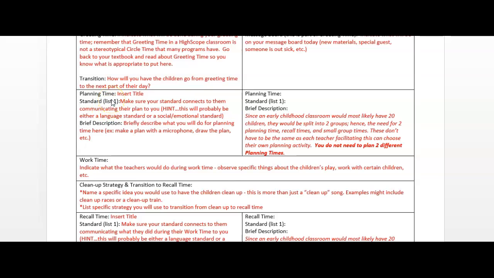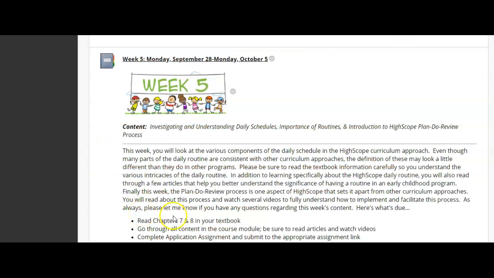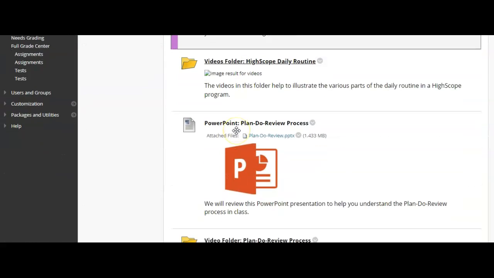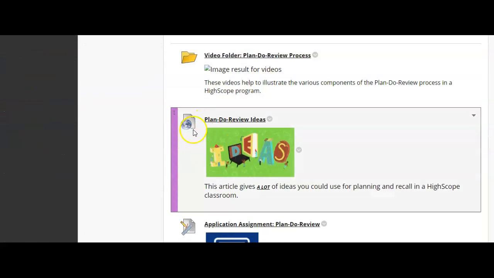For the description of the planning time activity, be brief, but ensure that I can understand what the focus of the activity is. Remember that your Week 5 course module has a long list of ideas that you can pull from.